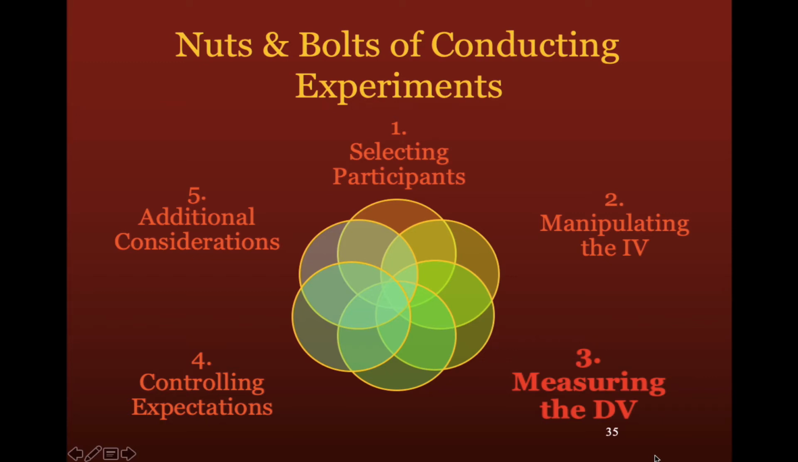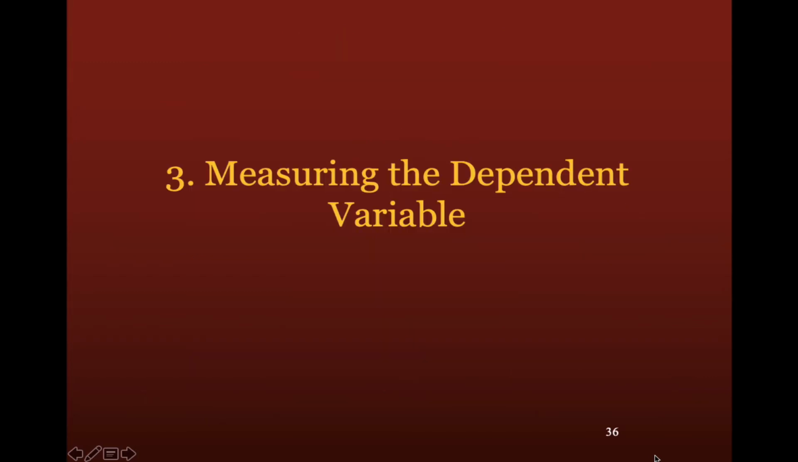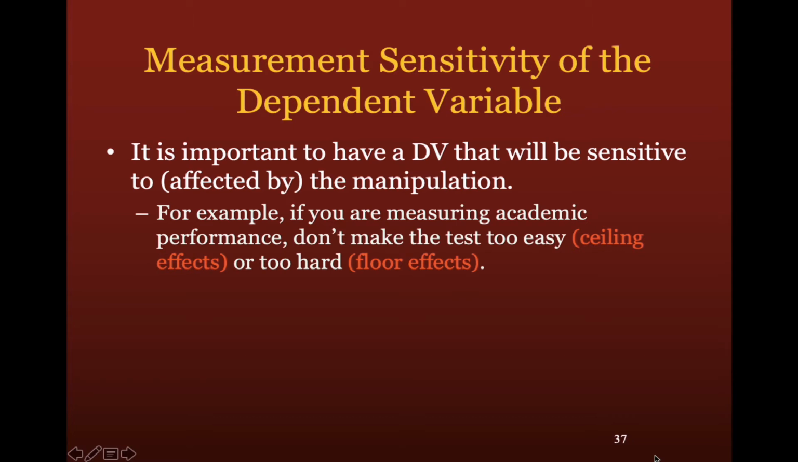So now let's talk about measuring the dependent variable. One thing you want to think about when you're trying to decide on a dependent variable is that you want to make sure that your dependent variable is going to be sensitive to the manipulation. In other words, that the independent variable can have an effect on it.